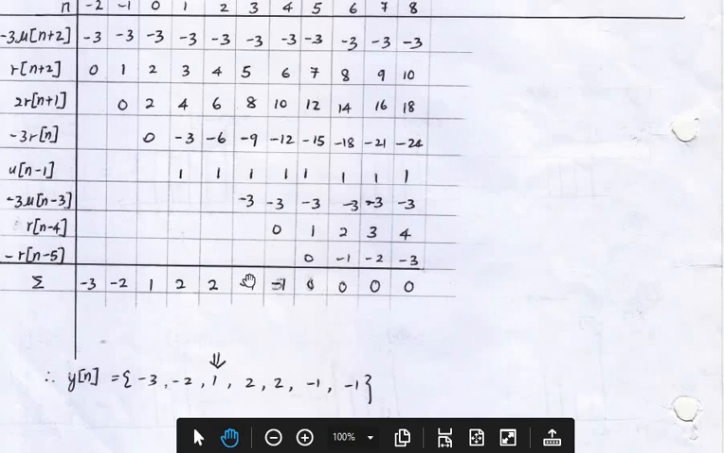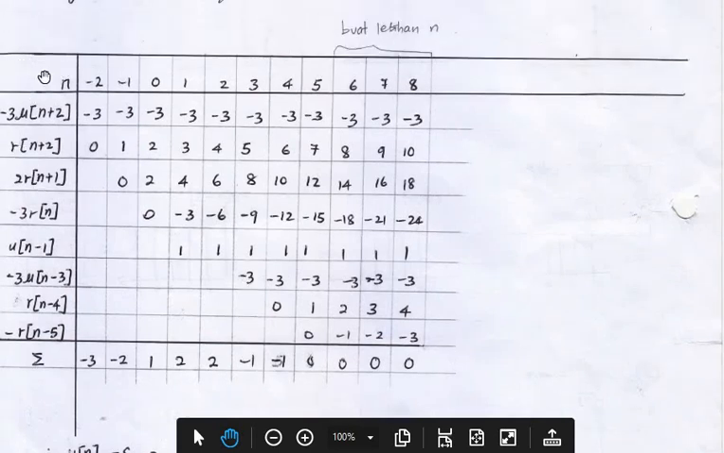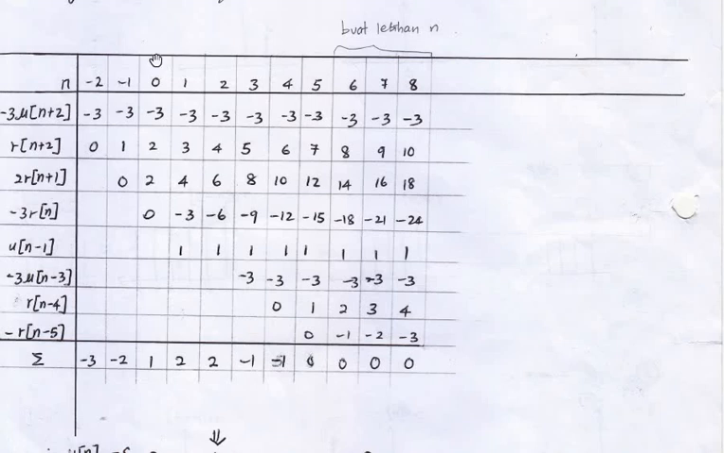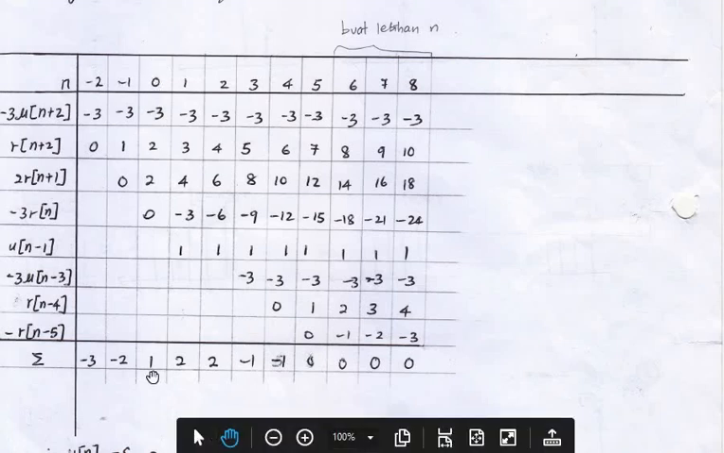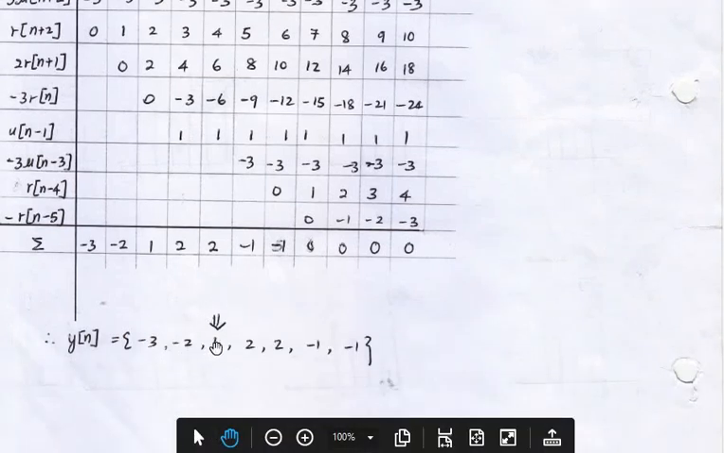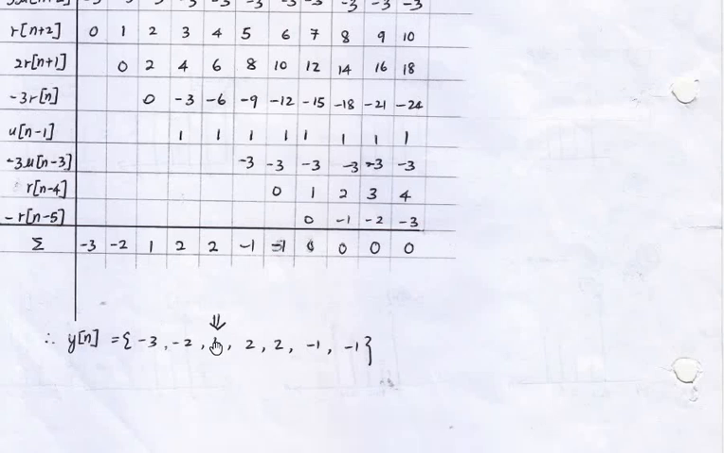And then where is the origin? Origin, you can refer to n equal to 0. The value is 1. So you have the marker here at origin. When n equal to 0, the value is 1. So this is how you get your numeric sequence. Do you understand now?